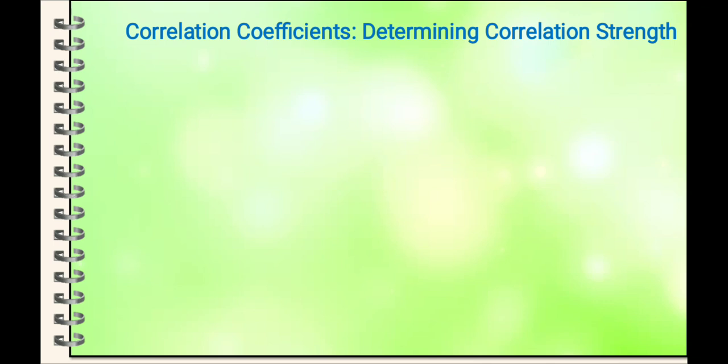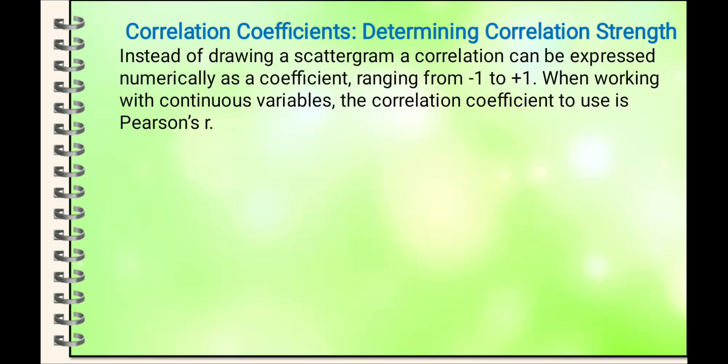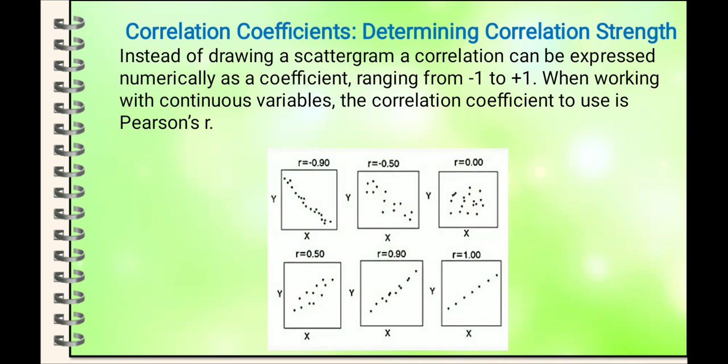Correlation coefficients determine correlation strength. Instead of drawing a scattergram, a correlation can be expressed numerically as a coefficient ranging from -1 to +1. When working with continuous variables, the correlation coefficient to use is Pearson's r.